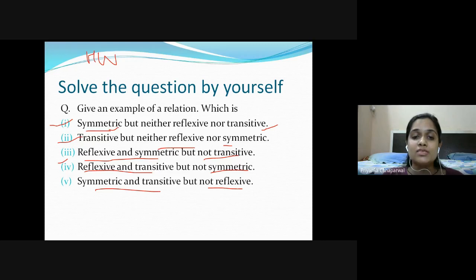You have to assume the relation yourself. Then what is the condition for this? The relation should be symmetric and transitive, whatever relation you take, but it is not reflexive. The reflexivity property is not fulfilled by the relation. In this one, the relation should be reflexive and transitive, but not symmetric. In this question, it is reflexive and symmetric, but not transitive. In this question, it is transitive, but neither reflexive nor symmetric. In the first question, it should be symmetric, but neither reflexive nor transitive.